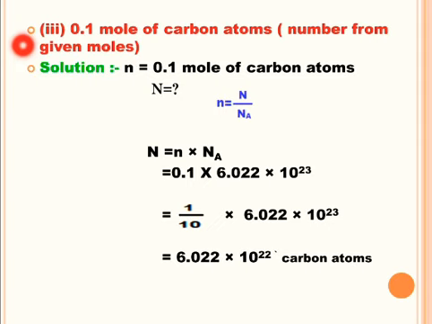Right. Now see part 3. Calculate the number of particles in 0.1 mole of carbon atoms. Here you have to calculate the number of particles, meaning number of carbon atoms from given moles of carbon atoms. So let's find out the solution of this part. So students, tell me what is given in this numerical. Yes, given is small n. Small n means number of moles of carbon atoms. And what is its value given? 0.1. So small n is equal to 0.1 moles of carbon atoms.